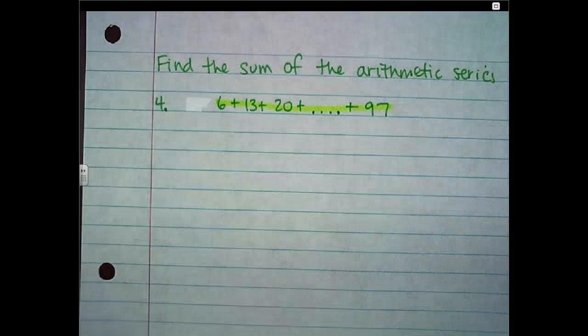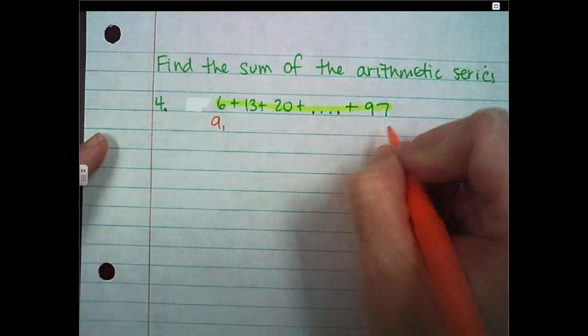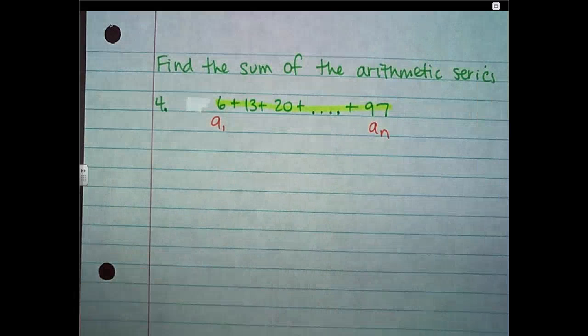Okay, what's the formula to find the sum? In first and last, correct? In first and last. Do we have the first? Sure. What's the first, guys? 6. What's the last? Do we have the last? Do we have n? No. No, I know the last term is 97.